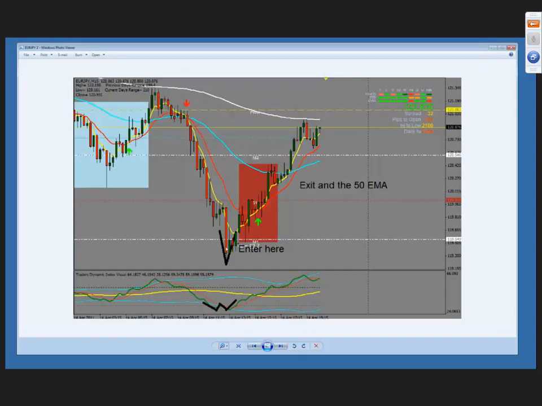So here we go. Our entry is any one of these candles. They give us 45 minutes to get in. 45 minutes.